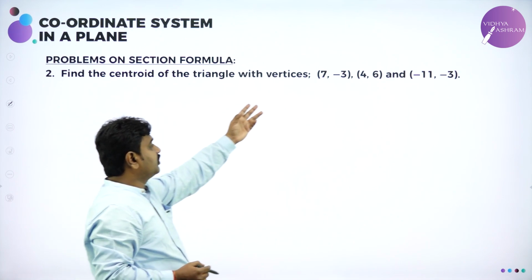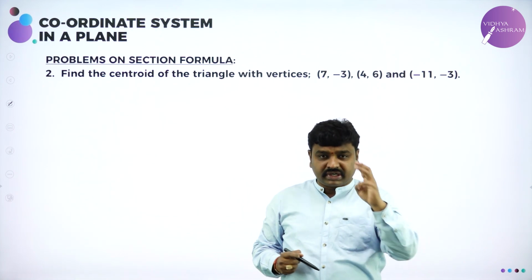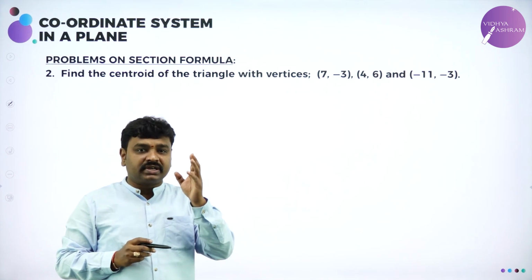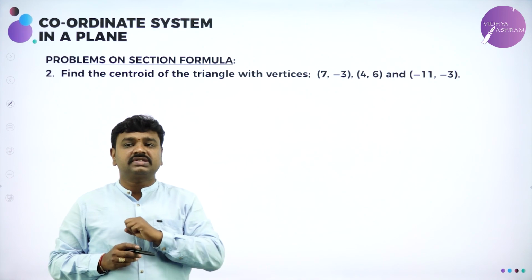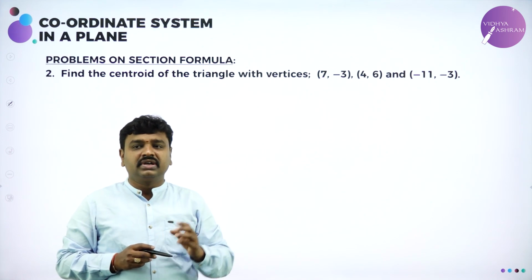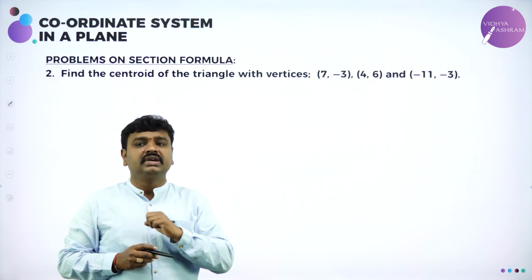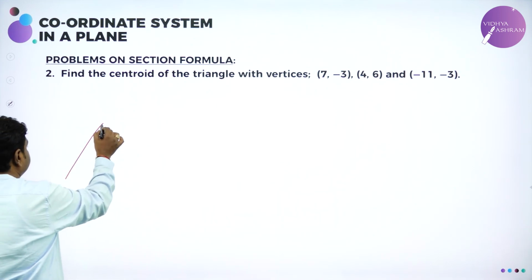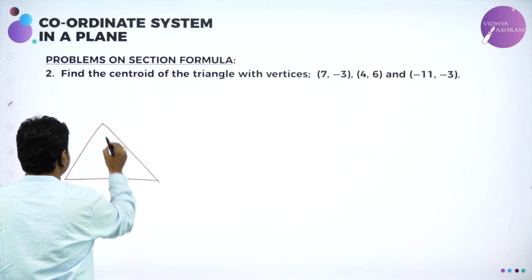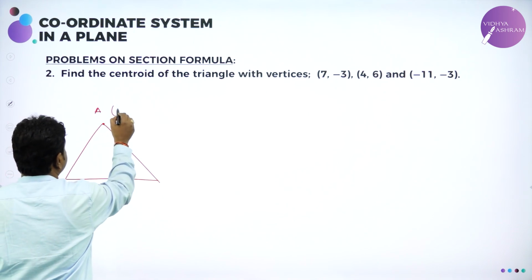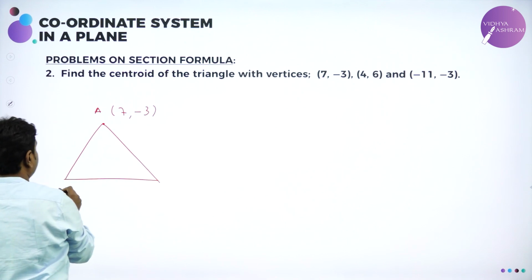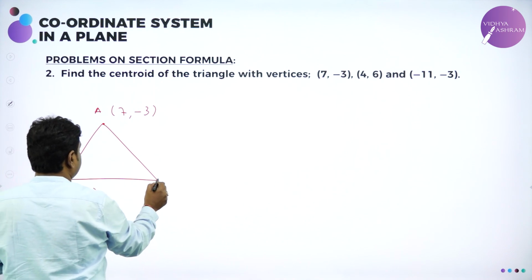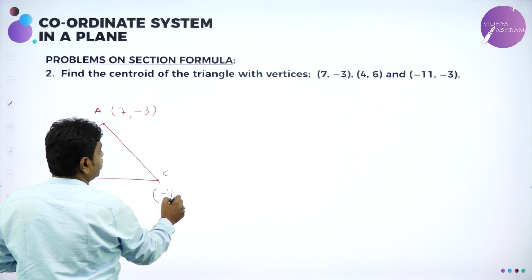Find the centroid of the triangle formed by 3 vertices. They give 3 vertices of the triangle and are asking you to find the centroid. In my last session, I taught you centroid is the point of intersection of medians. To find centroid, we have a formula: x1 plus x2 plus x3 by 3, y1 plus y2 plus y3 by 3. We'll take 3 vertices. The first vertex A is (7, minus 3), second vertex B is (4, 6), and the third vertex C is (minus 11, minus 3).